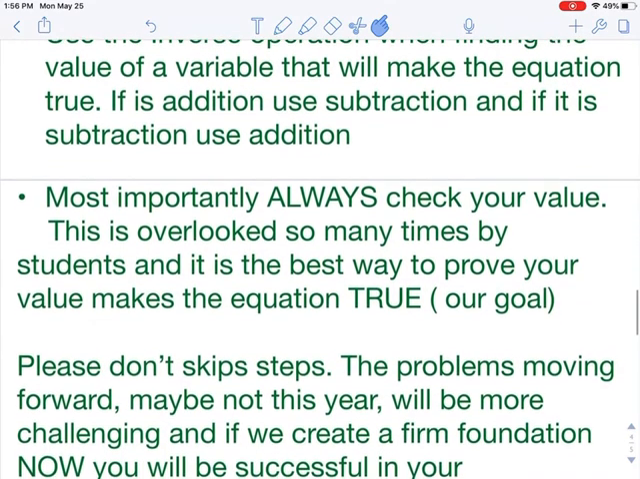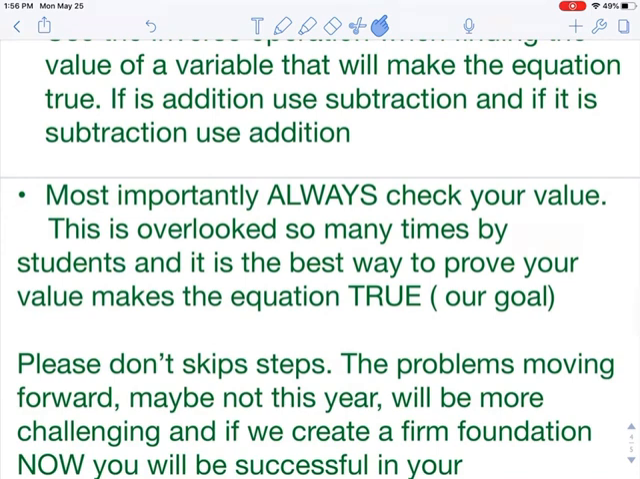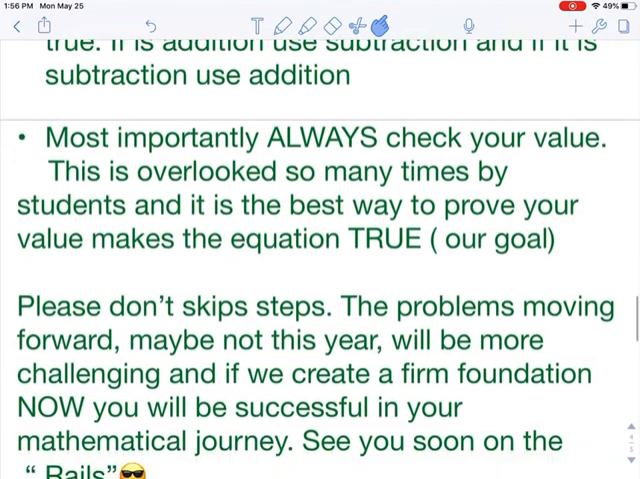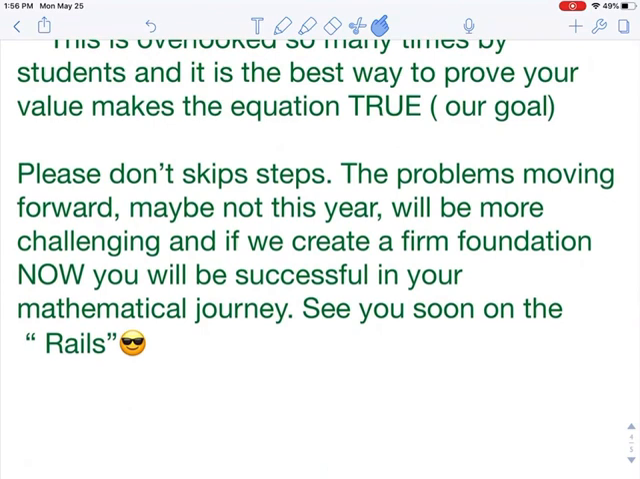Most importantly, always check your value. This is overlooked so many times by students, and it is the best way to prove your value makes the equation true. That's our goal. Please don't skip steps. The problems moving forward, maybe not this year, will be more challenging. If we create a firm foundation now, you will be successful in your mathematical journey.